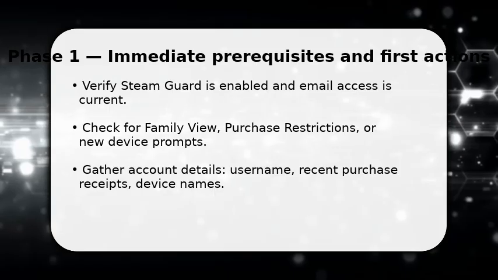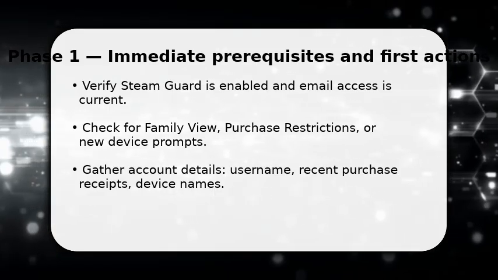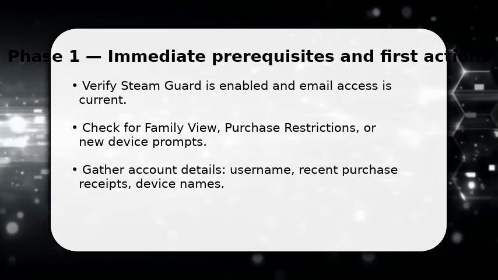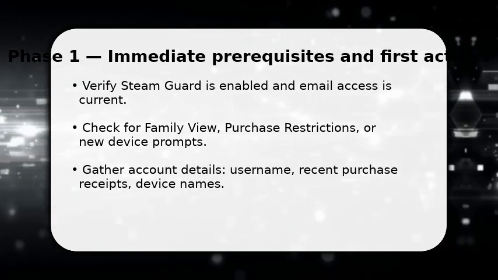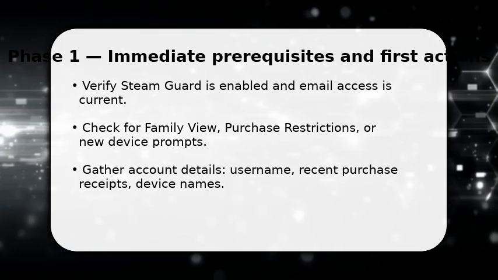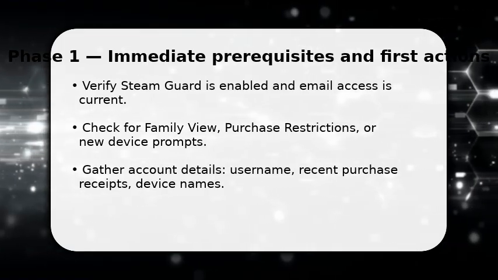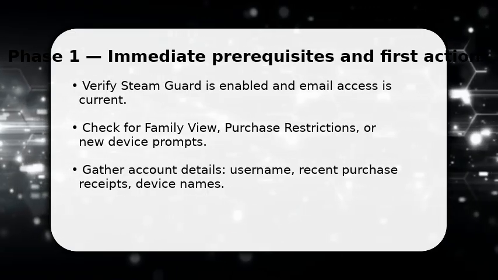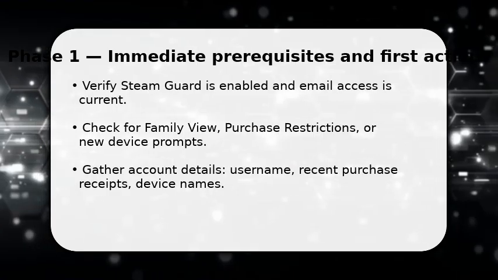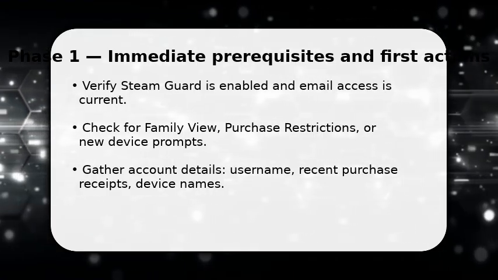You start by confirming prerequisites. Make sure SteamGuard is active and you can access the registered email. Once done, check Family View and any purchase or age restrictions so you know what's blocking access. Collect key account evidence, recent receipts, device names, and the exact username because Steam support will ask. This step speeds resolution and prevents back and forth.